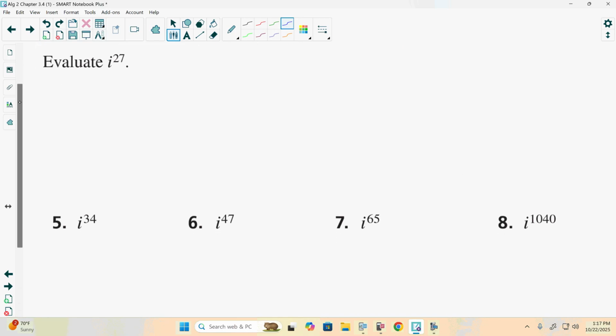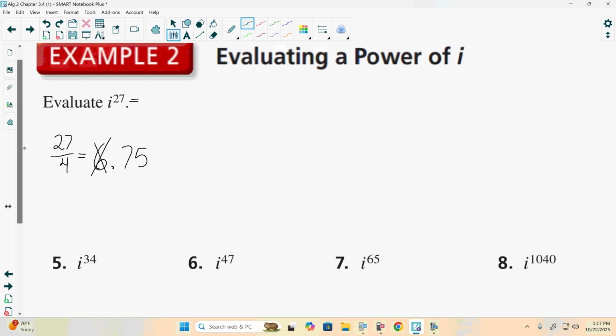So let's look at the first one here. i to the 27th is what we want to evaluate. We want to see what this is going to simplify to. So what we can do is take the power of 27 and divide it by 4. What do we get? 27 divided by 4 is 6.75, 6 3/4. We don't really care about the 6. We want to look at the decimal, 0.75. And it's attached to what? -i. So it's telling us i to the 27th power reduces to -i.